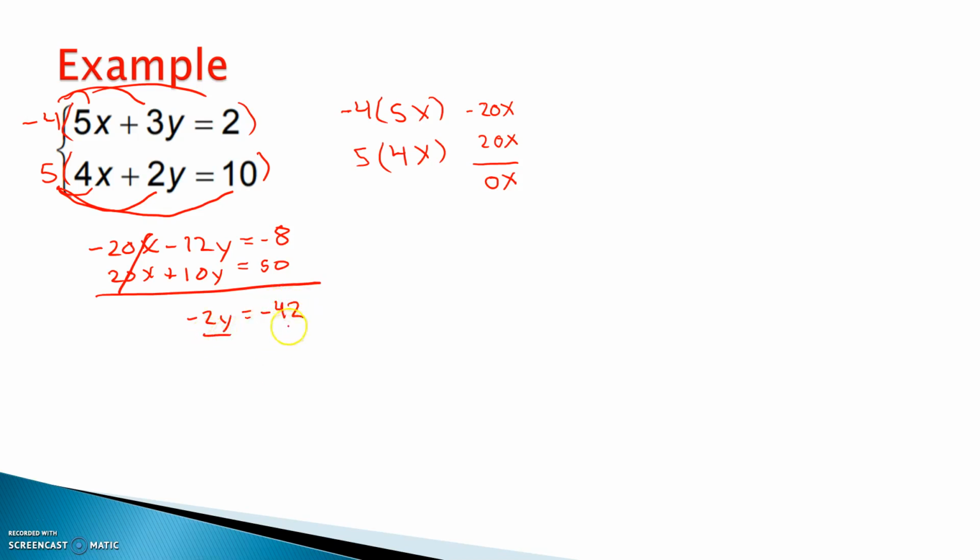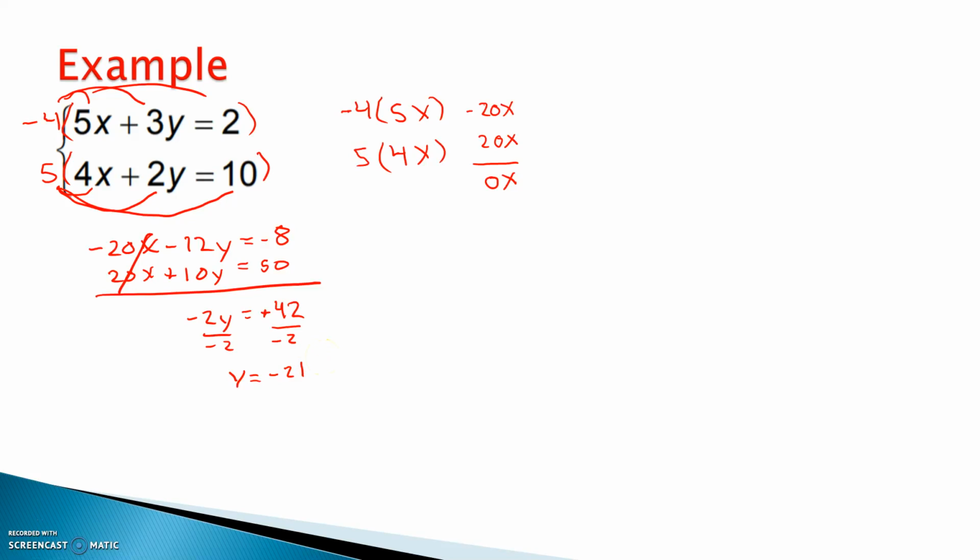If I divide both sides by negative 2, I get y is equal to negative... oops, wait, how did I get a negative here? This actually should have been a positive 42. Oops, I messed up there. 50 minus 8 is a positive 42. So 42 divided by negative 2 is going to give me negative, what is that going to be, 21. Okay, so I know my y value is negative 21.